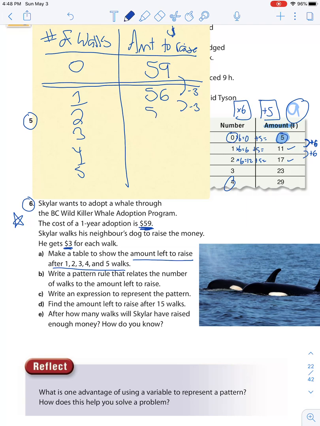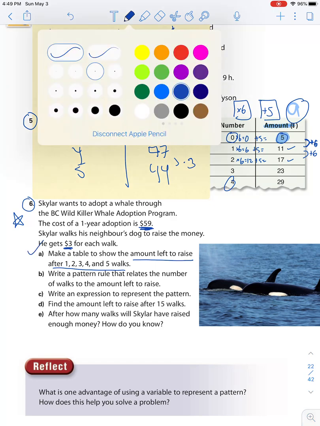Then another walk, 2 walks, is going to be 53. And then again, subtract 3 is going to be 50. Then we're going down, 47, and then it's going to be 44. So there you go. That is our table.